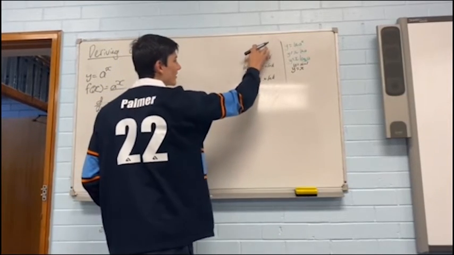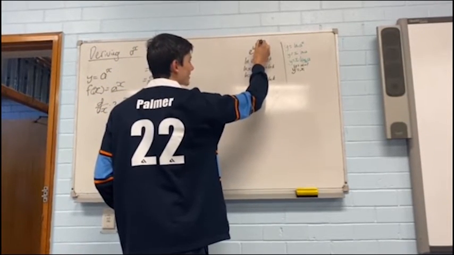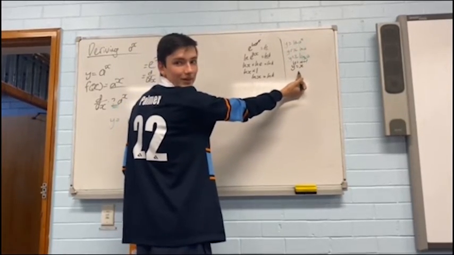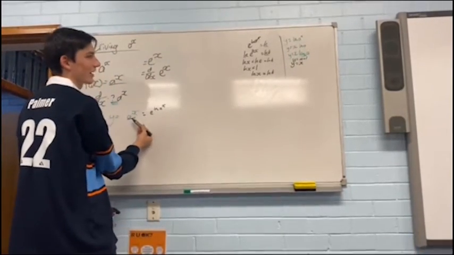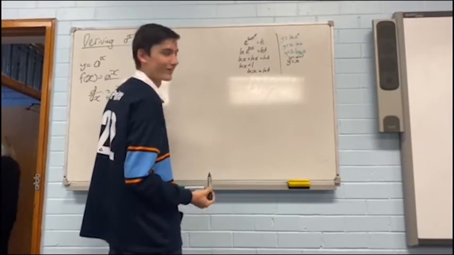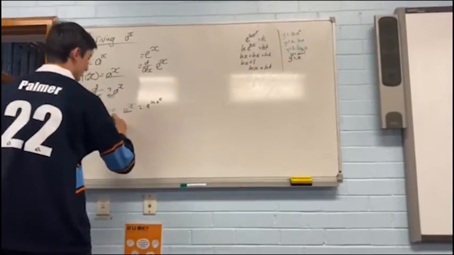Instead of x, it's a^x. The a^x from here is just x. Do you understand that, Margot? Yep. This is equal to that because that is that. Okay, so now we're just going to solve this.